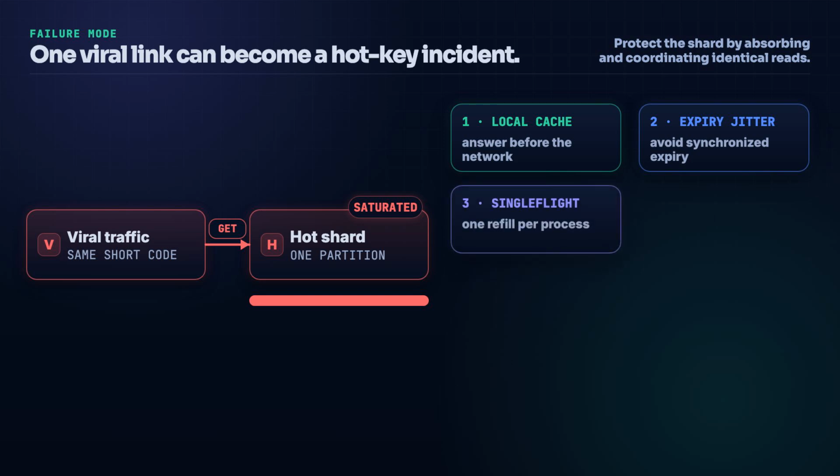The third shield is request coalescing, also called single flight. Within each process, one miss refreshes the key, while concurrent requests wait for that result. It does not coordinate different pods unless we add a distributed mechanism. For an exceptional key, extra read replicas or a dedicated distribution path provide more physical targets.